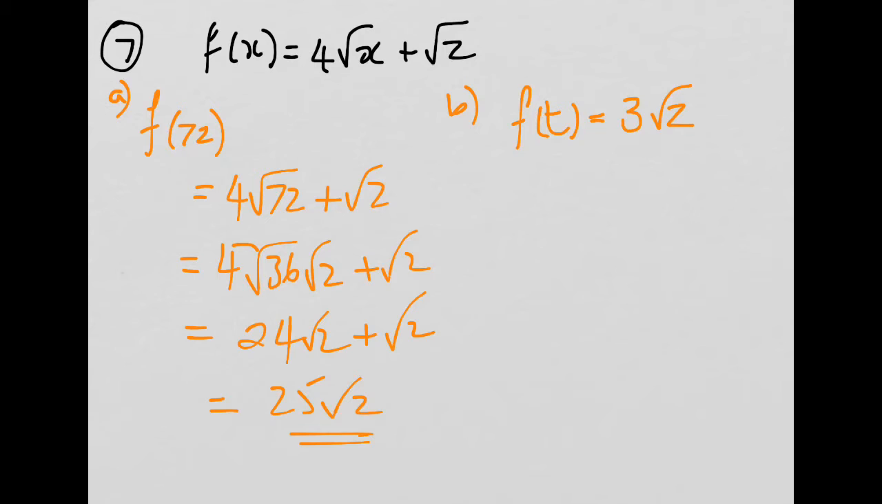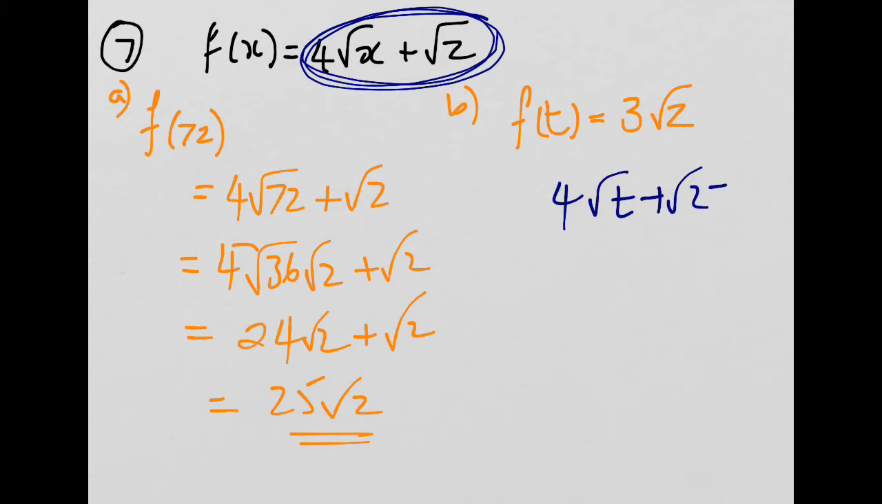Second part of the question, put the formula equal to the number. Right, this time it's f of t. So let me just do that in a different colour so it stands out a wee bit better. So that's 4 root t's plus root 2, right, that's taking the formula and putting it equal to 3 root 2's. Four root 2 t's equals, if I take the root 2 over, equals 2 root 2's.